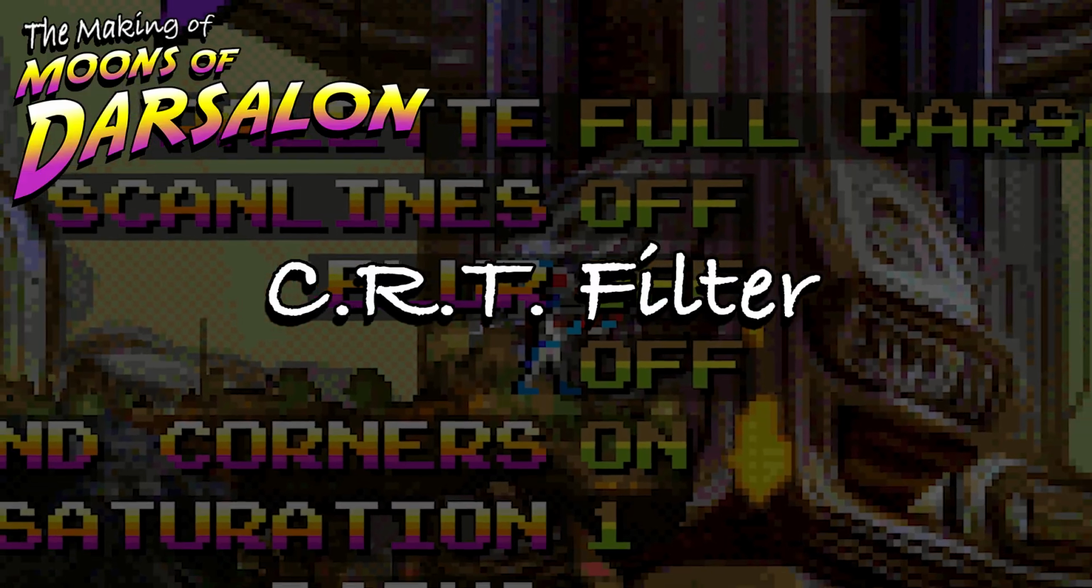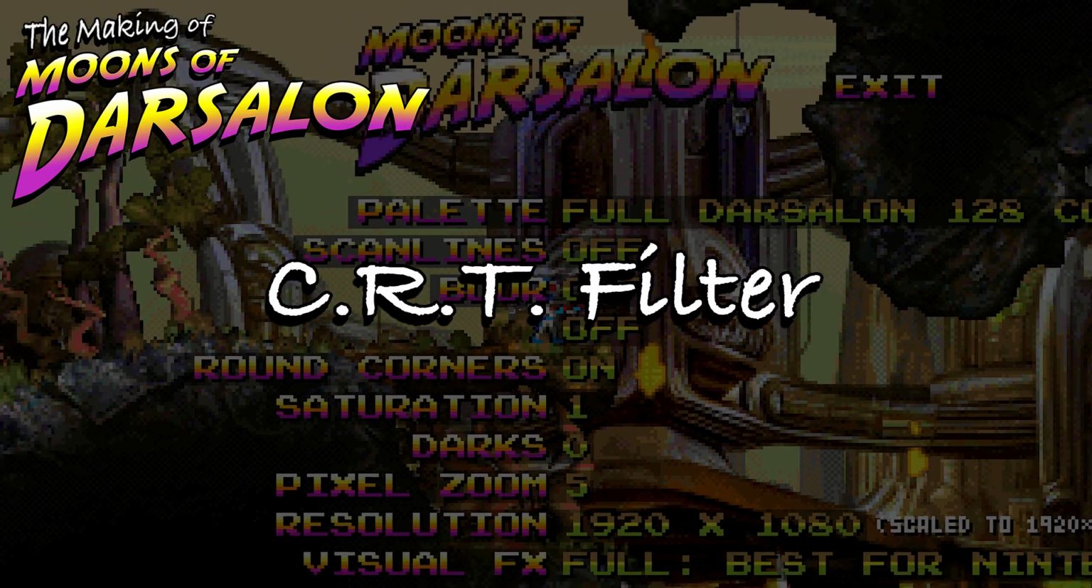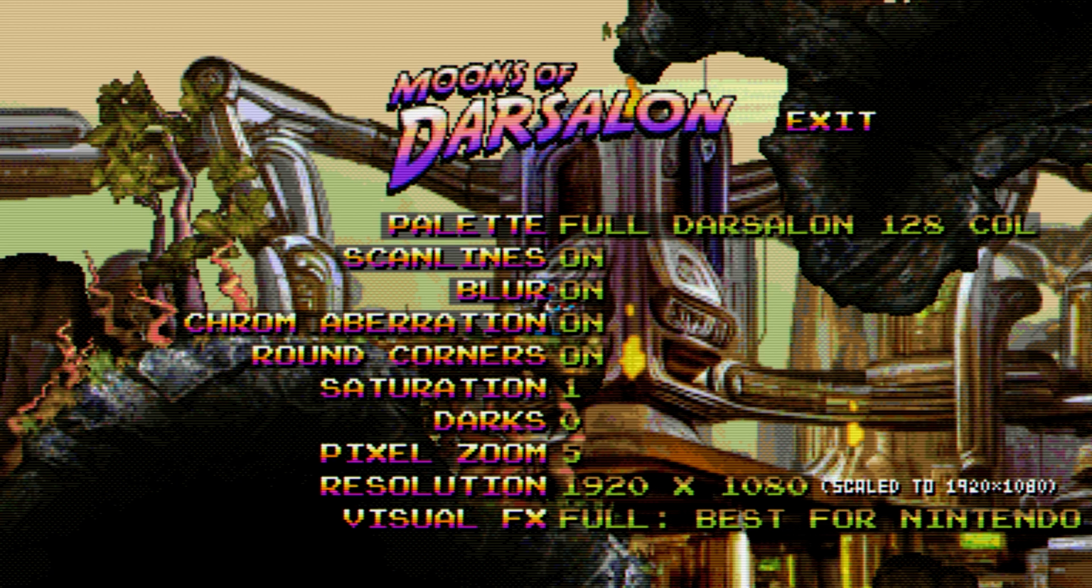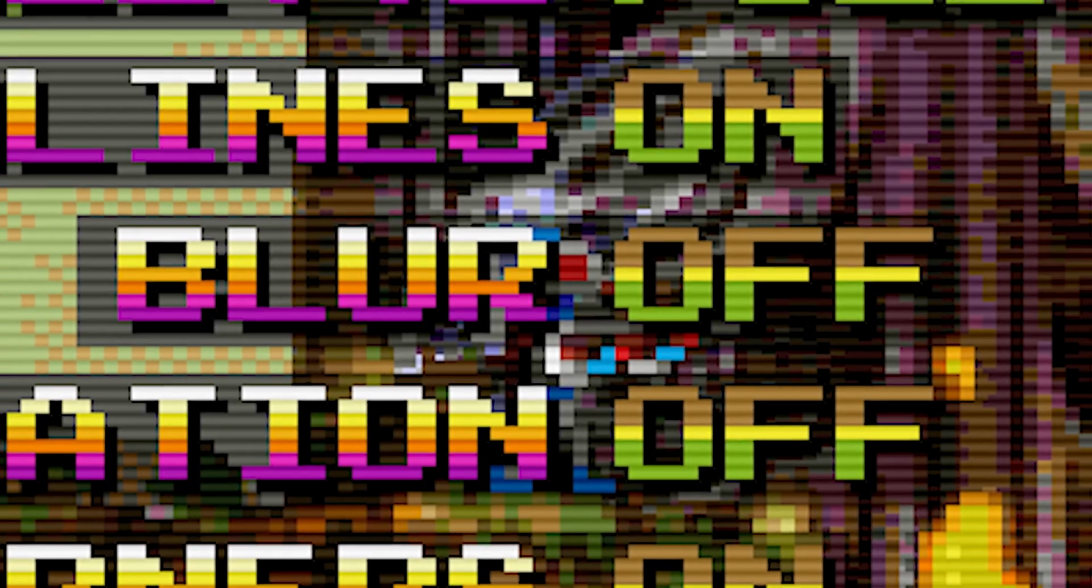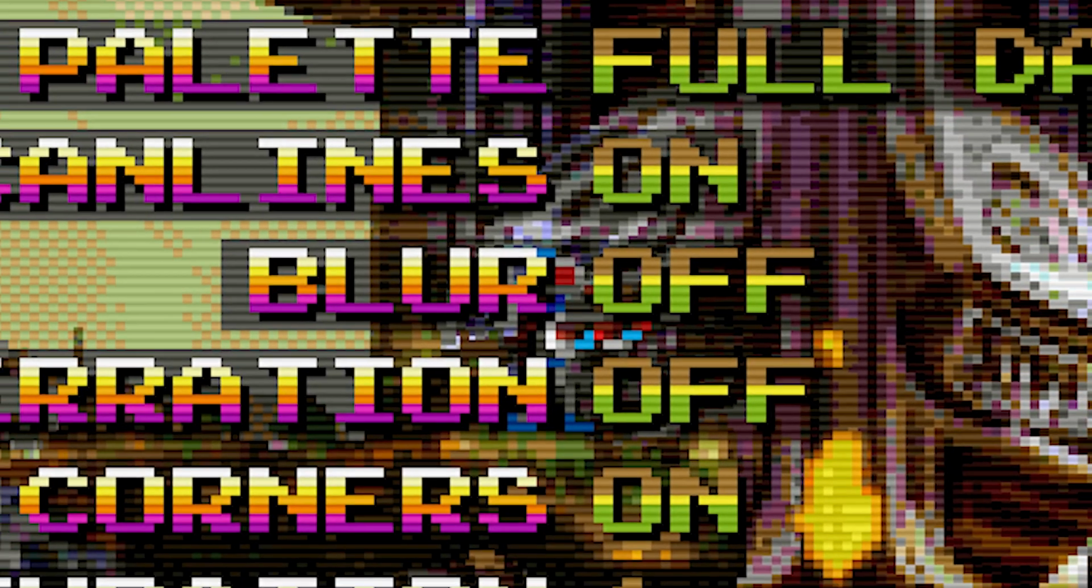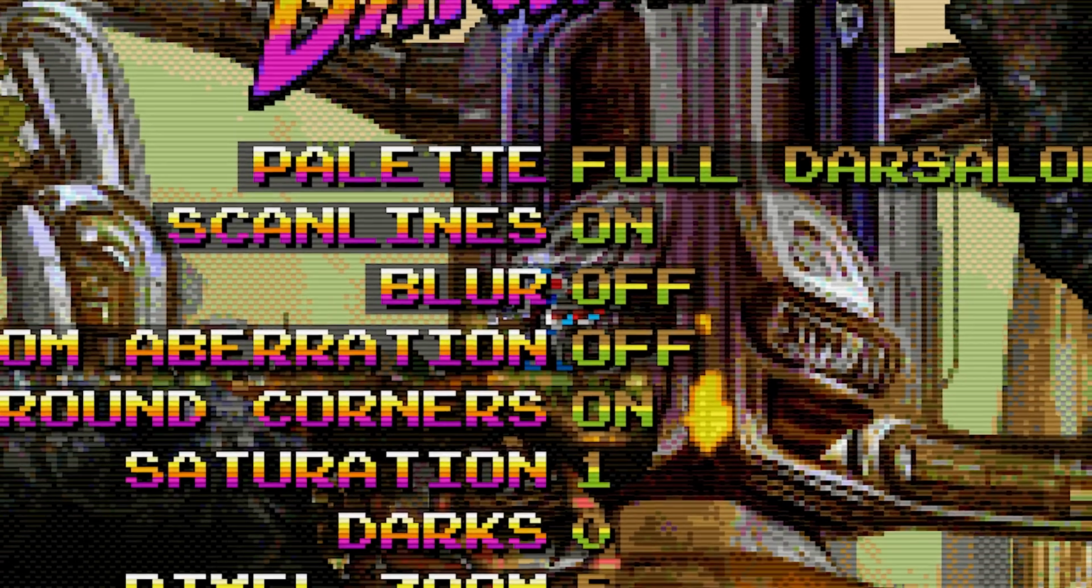How does Moons of Darsalon achieve this? With a post-processing shader that adds scan lines, blur, and chromatic aberration. The scan lines are dark lines as well, but aligned with the pixel grid and with a certain degree of blur to always keep the pixel contours and scan lines somewhat diffuse. The goal isn't to make it blurry, but to avoid a line with a completely sharp contour.